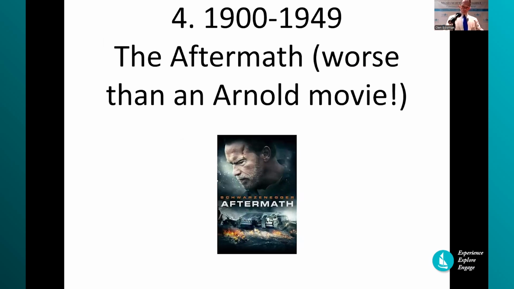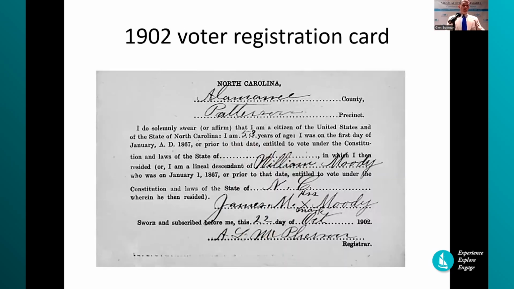Now, going on from there, the aftermath. So, even worse than a really bad Arnold Schwarzenegger movie, the aftermath was also bad. Just to see an example here, here's a 1902 voter registration card. And if you read it carefully, if you can see that, you notice here that that 1867 date is on there.